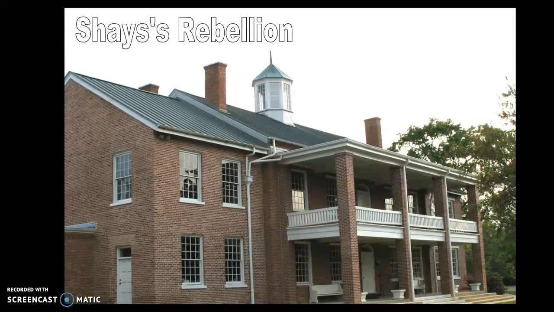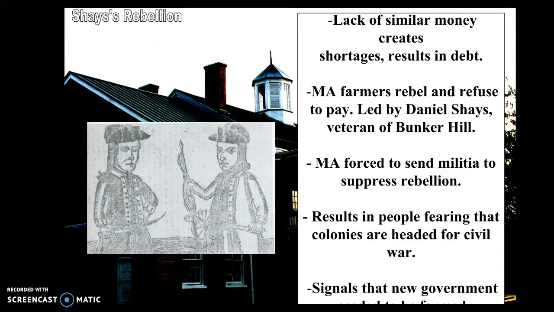It all winds up leading to something we call Shays' Rebellion. This weak federal government, there's no money, this fighting between the states, they're not respecting each other. Well, Shays was a farmer, and he was in debt. So this lack of similar money and shortages, it resulted in death for a lot of people, particularly in Massachusetts, where farmers were growing wheat. So Shays begins to lead this rebellion.